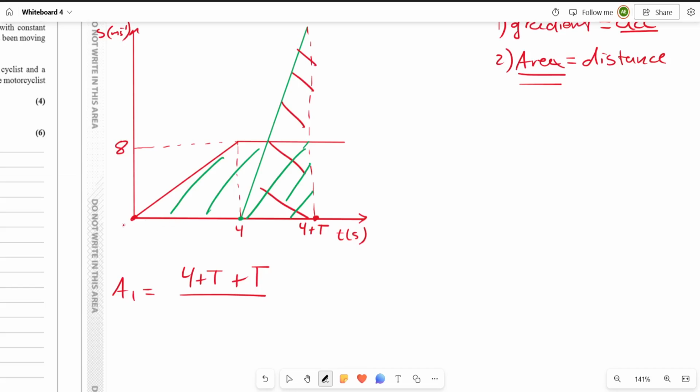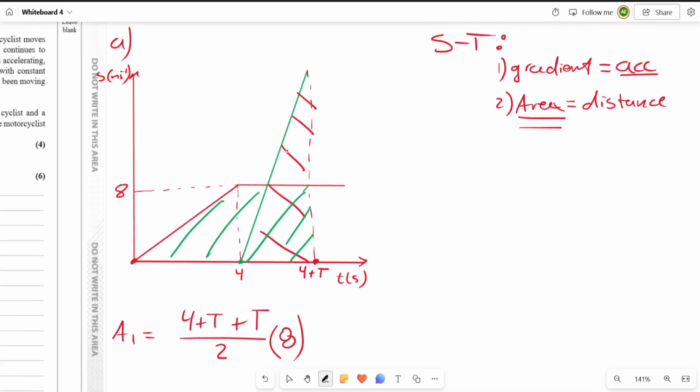So the first, base 1 plus base 2, over 2, multiplied by the height of the trapezium. So this height over here, and I can see that this height is basically 8 meters per second. So this is the first area. Like the second area, I can see that it's an area of a triangle.